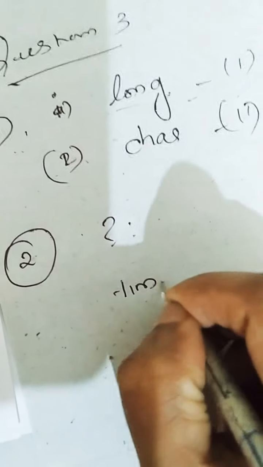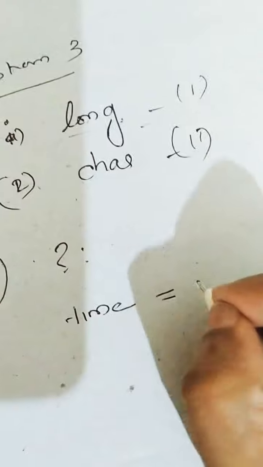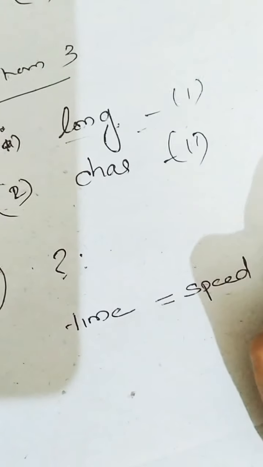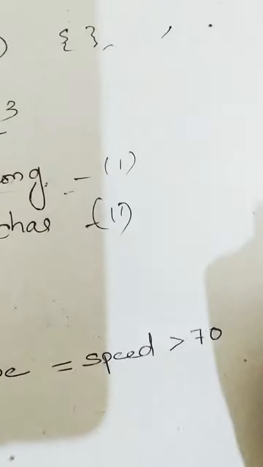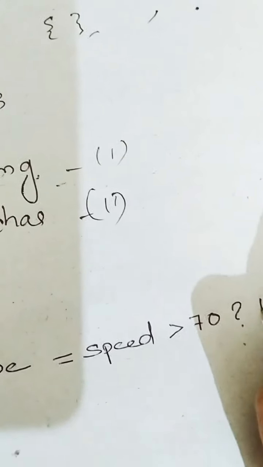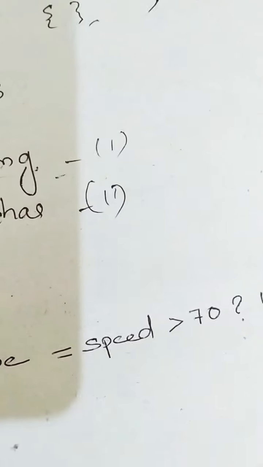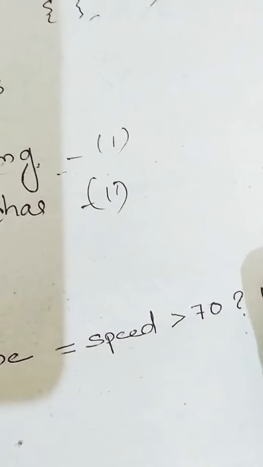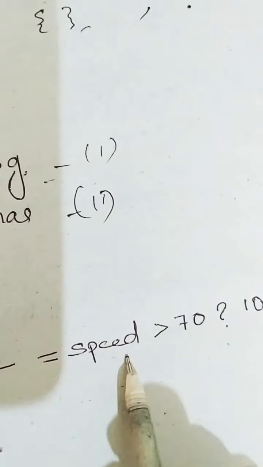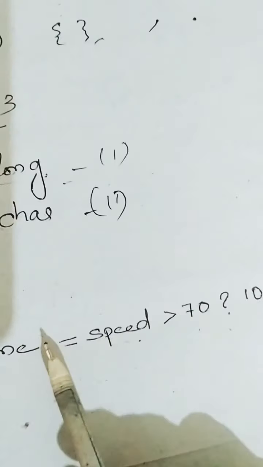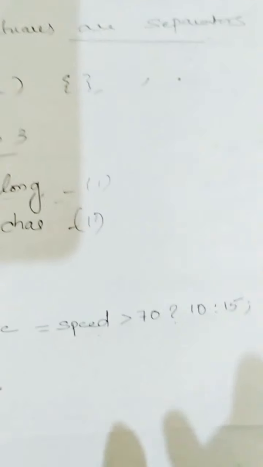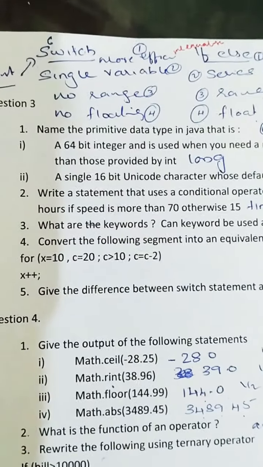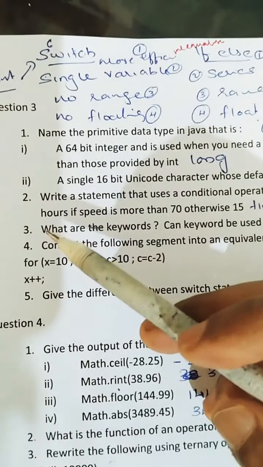You have to write time is equal to speed is greater than 70, question mark, 10, colon, 15. Don't write hours. No need of hours. So as per the question, if speed is greater than 70, 10 will be assigned to time. Otherwise, 15 will be assigned to time. You don't need to mention hours. If you write this, you get 2 marks. Very easy question paper it is.